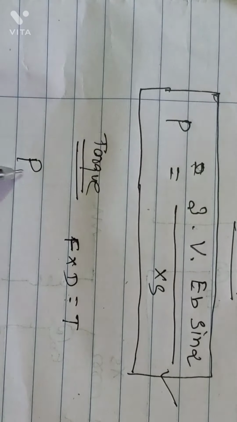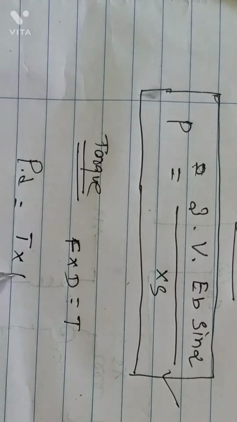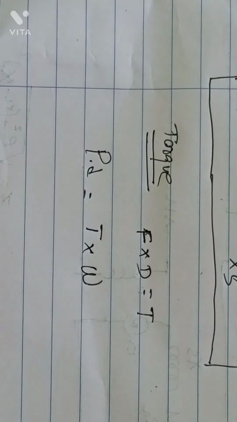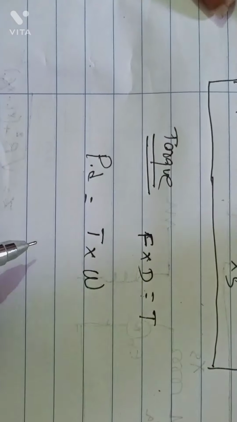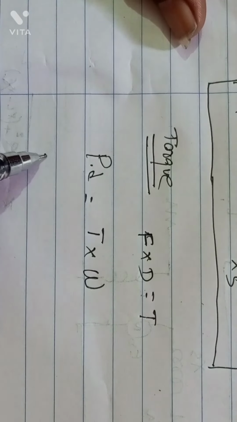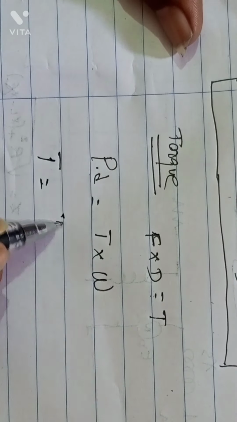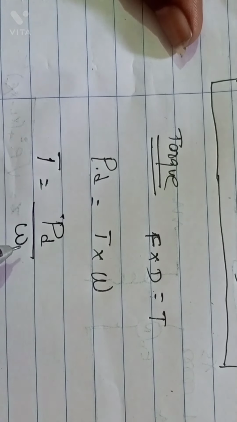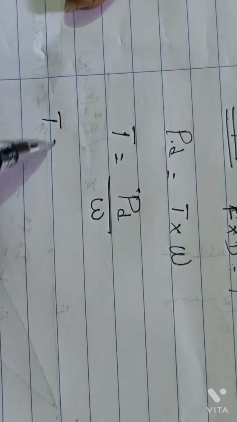Then power developed, PD, is equal to torque into angular velocity omega. Power developed is equal to this. Now, what is torque? We find out the torque. So torque is equal to power developed divided by angular velocity omega. What is the power developed? This is your power developed. Now torque is equal to, what is the power developed?